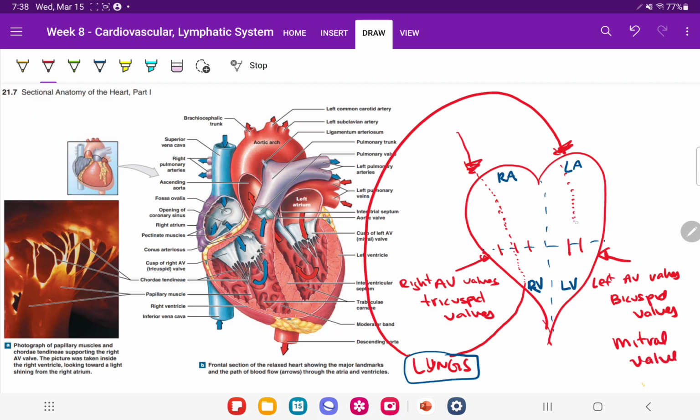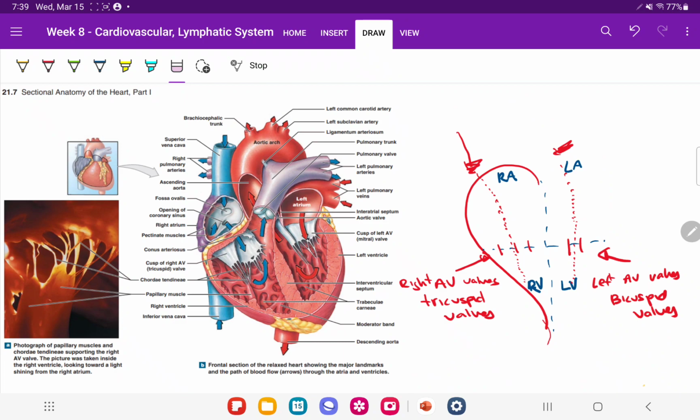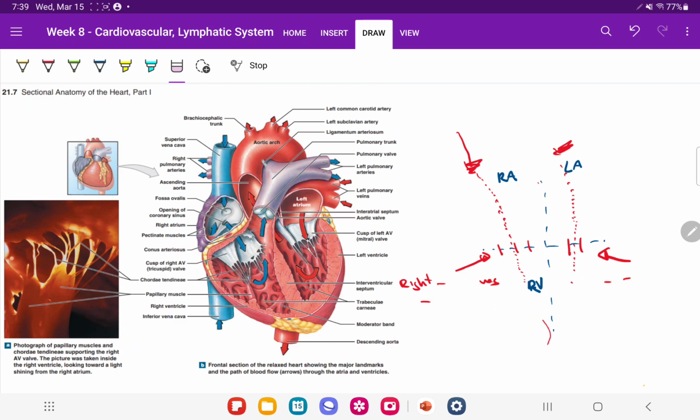So blood goes from the left atrium to the left ventricle. And from the left ventricle, the blood then goes to the body. So that's how you get into the heart from the body, and back to the body. Now that we see it in that simplified version, let's look at it in this image that we have over here.